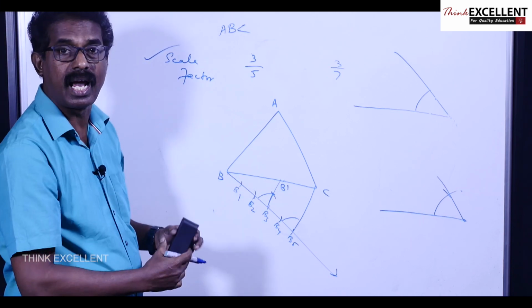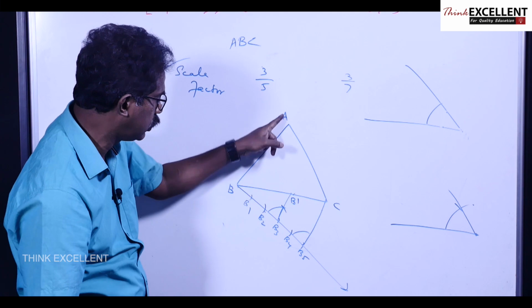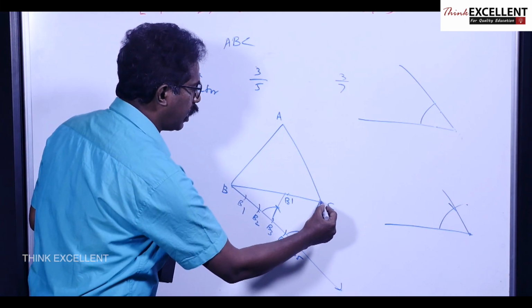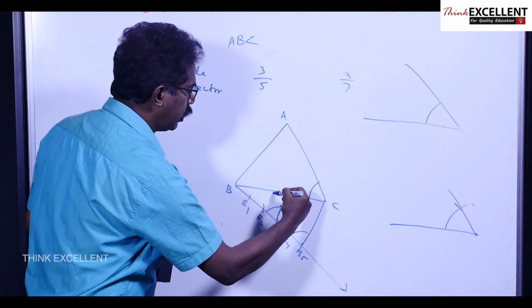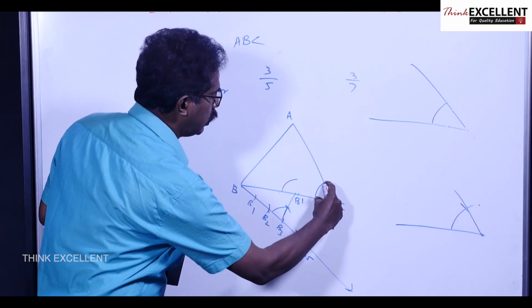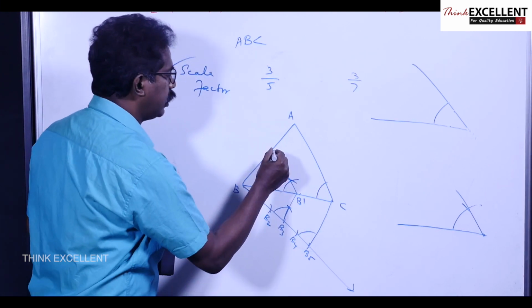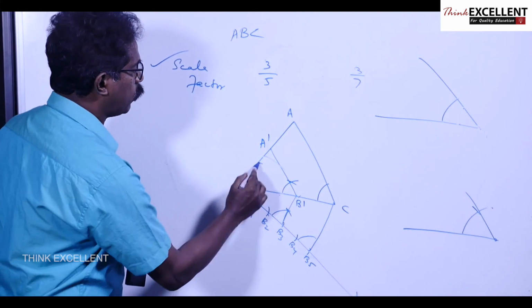Now at B dash, you draw a line parallel to CA. Same method: at C, draw an arc. Same measurement, keep the pointer here and draw an arc. Measure this length, keep the pointer and cut it. Join and extend. Okay, so this is say A dash. So this is the required triangle.